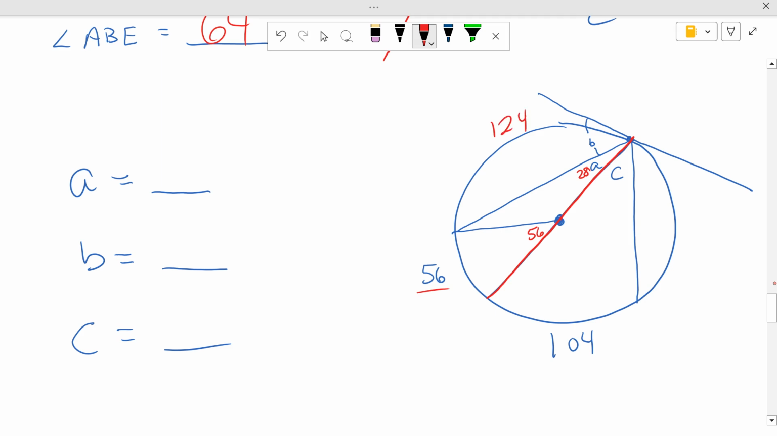124. Angle B is part of a tangent and a chord, tangent and diameter actually, that cuts it off. So it's half the intercepted arc. So what's angle B? 62, because the angle is half the intercepted arc. What's C then? What's left for C? 52, because it's half of this arc. That's 104.